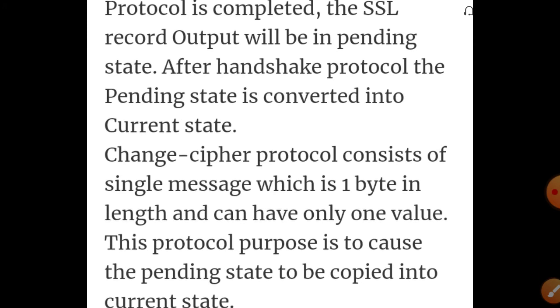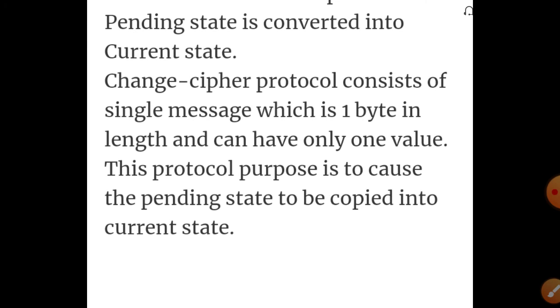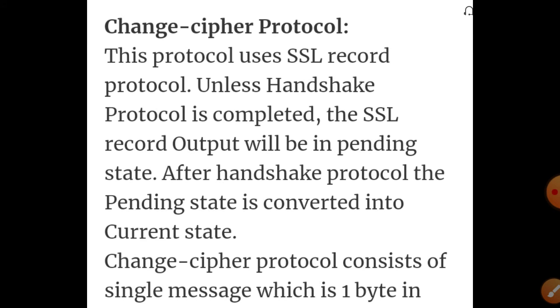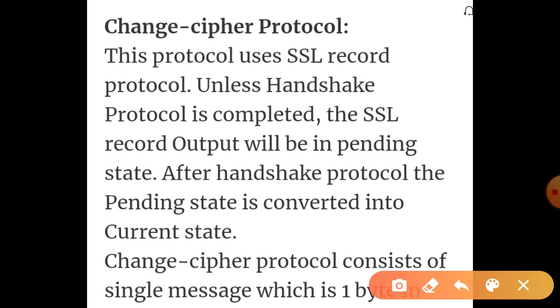Next, the change cipher protocol consists of a single message which is 1 byte in length, and it can have only one value. This protocol's purpose is to cause the pending state to be copied into the current state. That's all. So before the handshake protocol completes its work, it is in the pending state. Once it is completed, it will be converted into the current state.